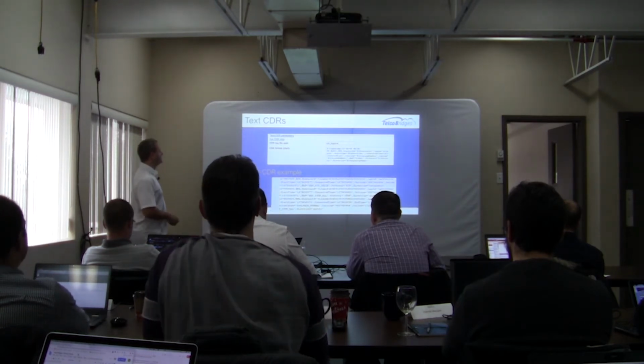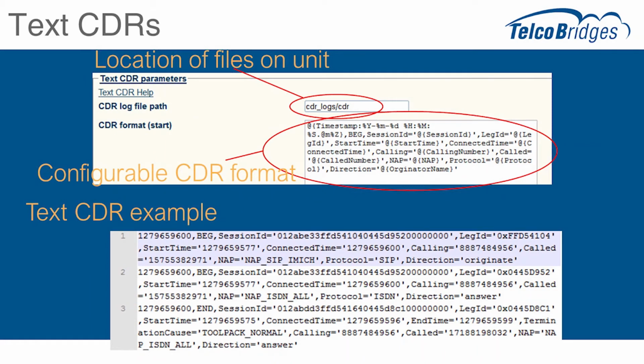So if you look inside the configuration of the system, you will see where these files are. CDR logs / CDR, depending on the version you are in. So it's going to be in the version folder, but CDR logs. And then the format of the CDR. All right, so that's our default format. Maybe not the latest one, but it's one of the defaults.